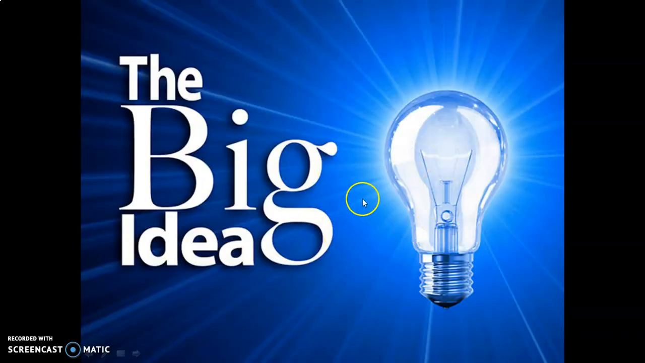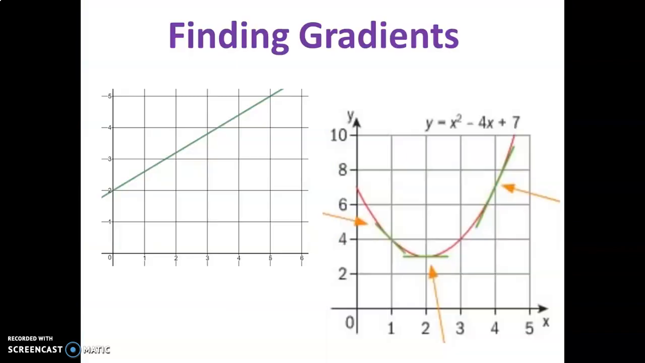Let's begin with the big idea, and this is kind of a recap of the journey we've taken so far with derivatives. So we began by talking about the slope. We know the slope or gradient of a line. It's simple. We just find it by doing rise over run, and we know that a line has a constant slope. So no matter where you look on the line, it has the same slope.